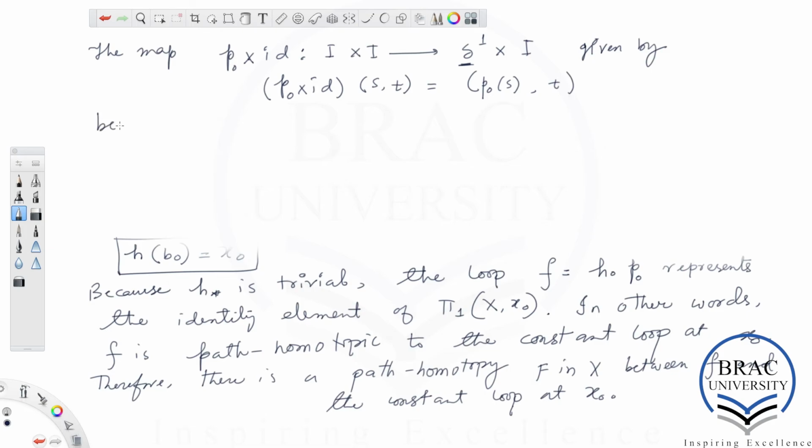So you need to check that this is surjective, continuous, and closed. So this is something that you need to check. Okay, and hence it's a quotient map.